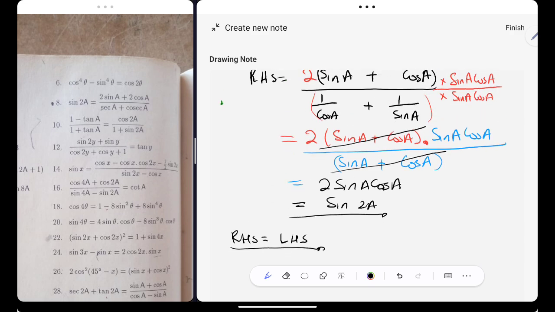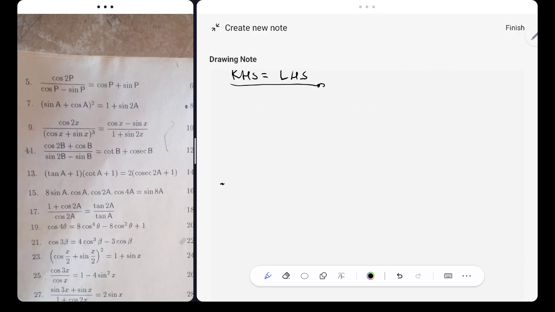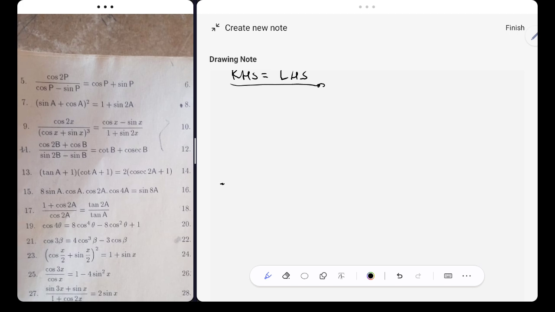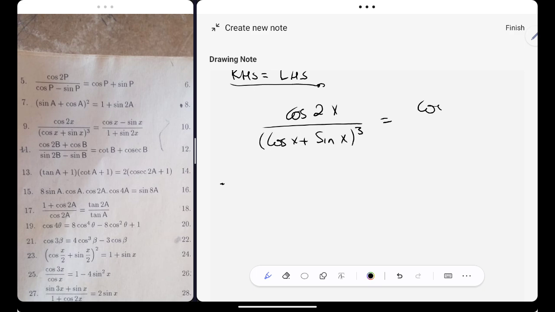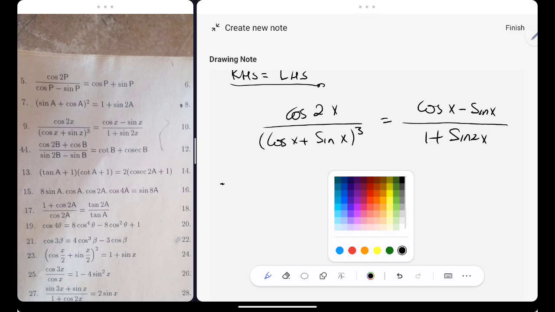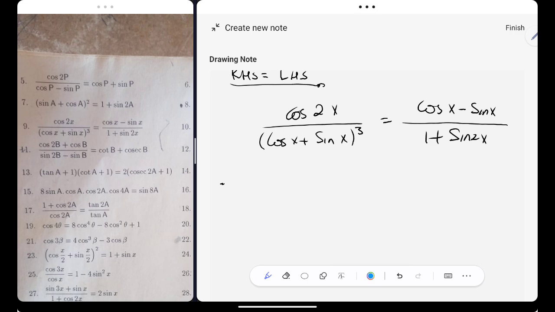Guys, these things are so repetitive. Okay, and then now we have cos 2x all over cos x plus sin x, to the power 3. I must show that this is equal to cos x minus sin x all over 1 plus sin 2x, right? We must always simplify the most complicated side.